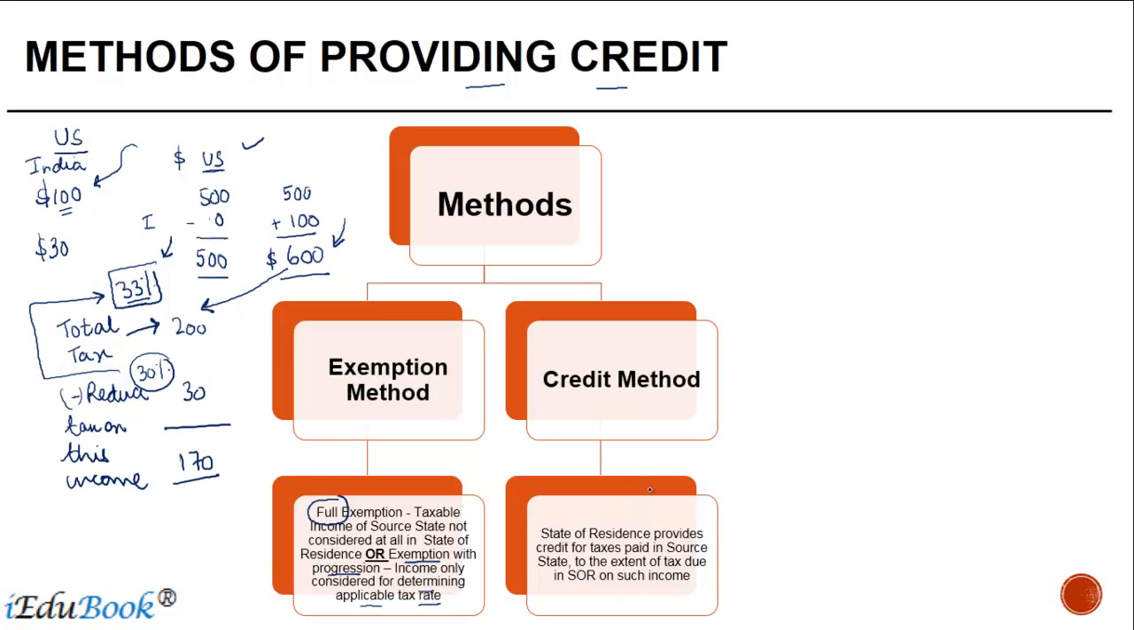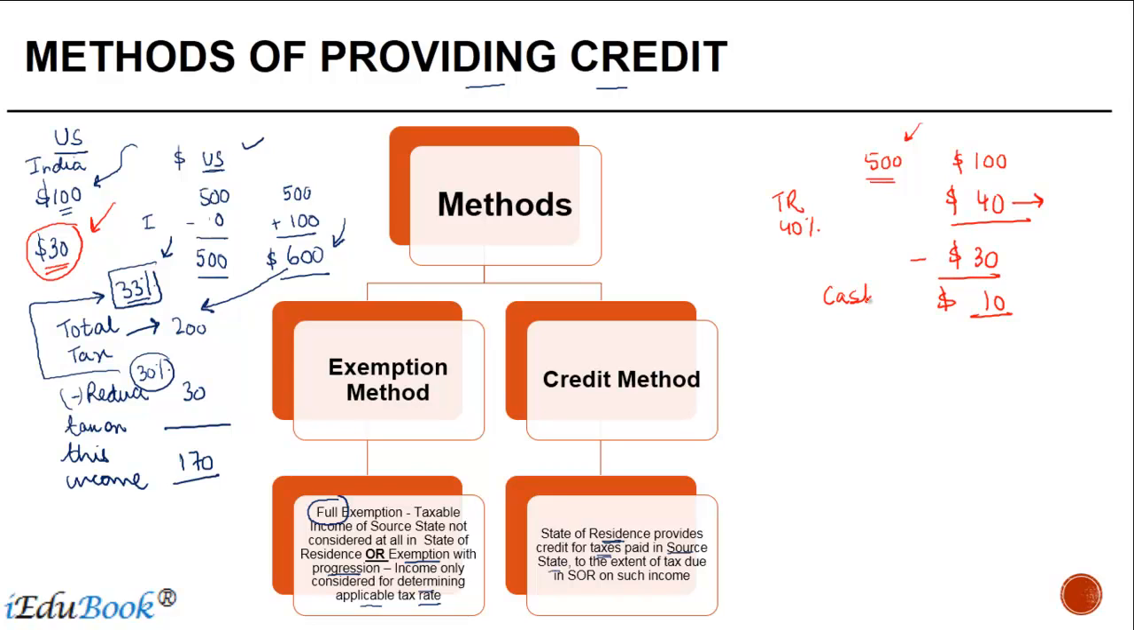In case of the credit method, the state of residence provides credit for taxes paid in the source state. So continuing with this very example, the taxes which were paid in India were $30. Now let's say on this $500, the tax rate in the US were 40%. Out of this 500, there is no credit which is available, but if you include the $100 which you have earned from India, the tax on that will be $40. Against this $40 of taxes to be paid, a credit will be given for $30 for the taxes paid in India, and therefore the cash taxes to be paid in the US is going to be only $10.